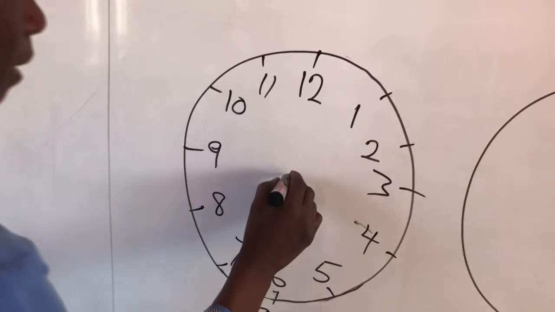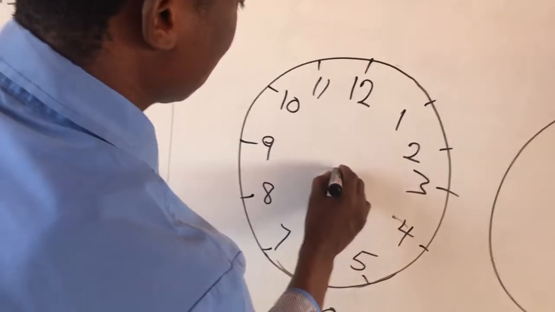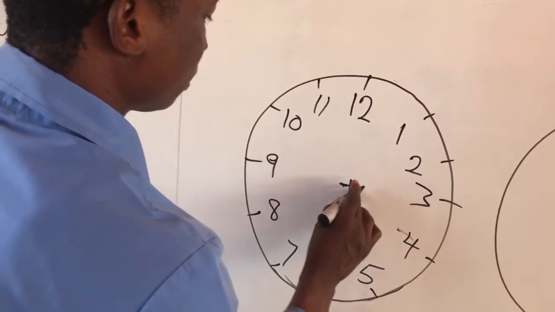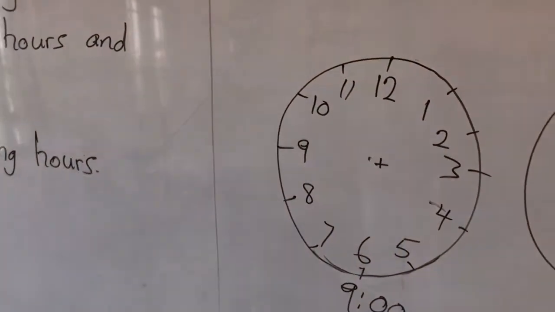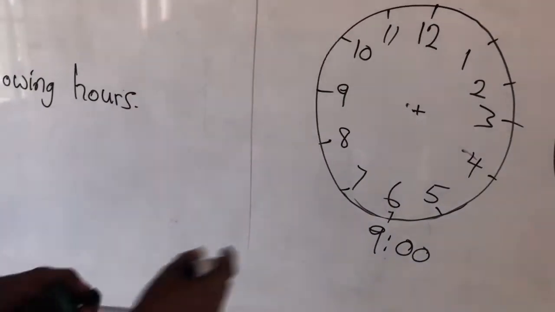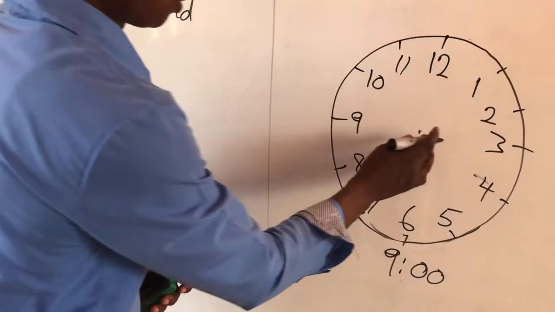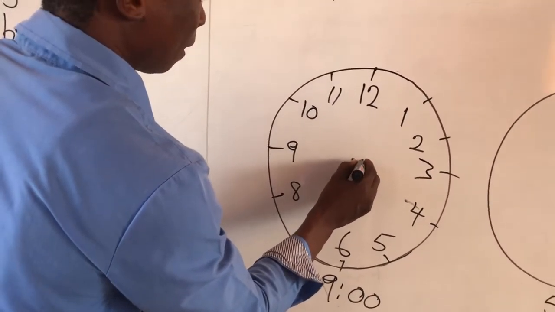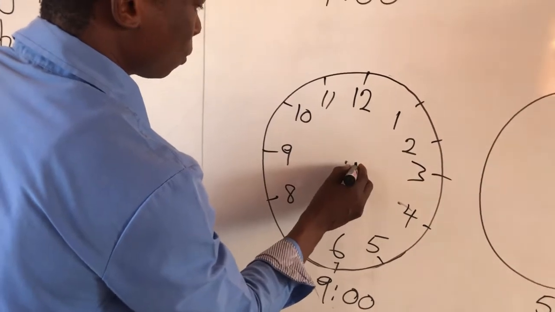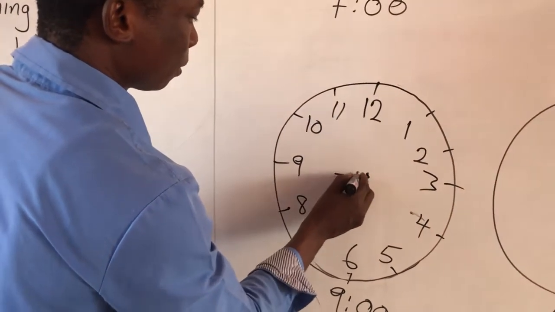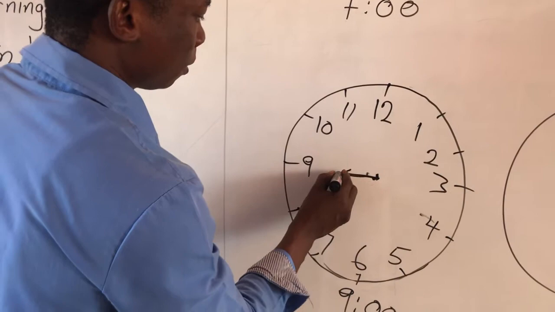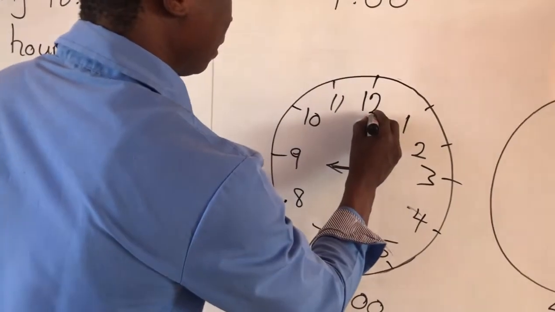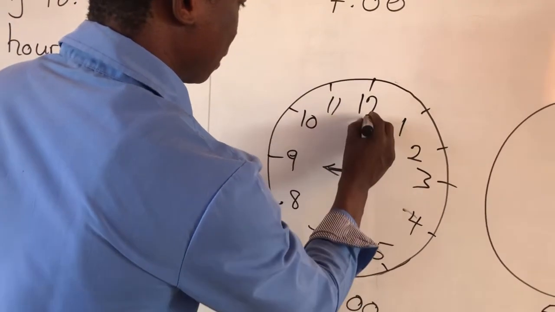Now I will be asking you a question along the exercise that we are doing. Look at it carefully. We are to draw 9 o'clock. I told you the hour hand must be on what? 9. The hour hand must be on 9. So draw it straight. The minute hand must be on 12 like this.